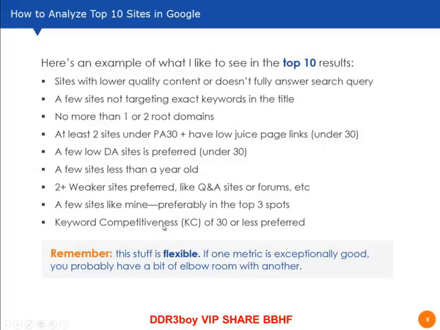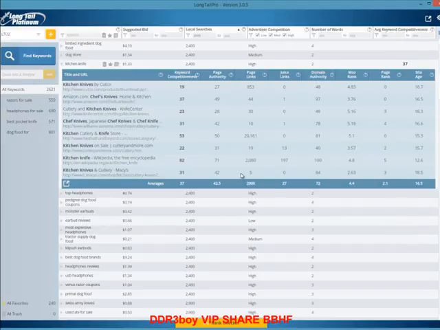Keyword competitiveness is the sort of final check: 30 or less. It's not, it's 37, and remember, this goes up exponentially, so as it gets closer to 40, it's getting more and more difficult than if it were below 30. It's a parabolic curve. It exponentially gets higher as it goes up and up.